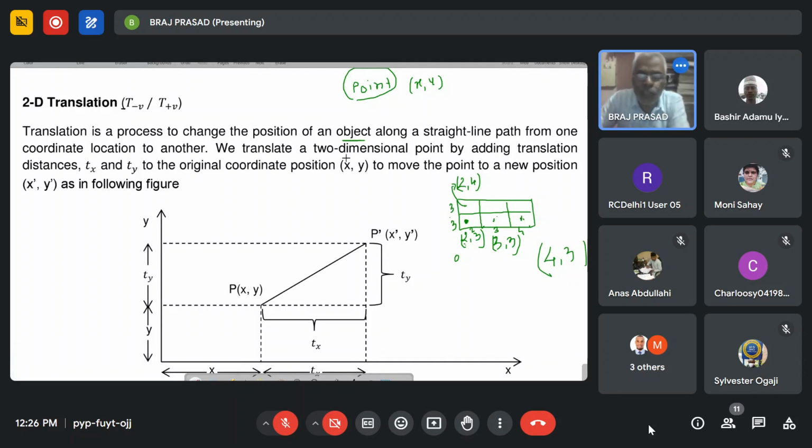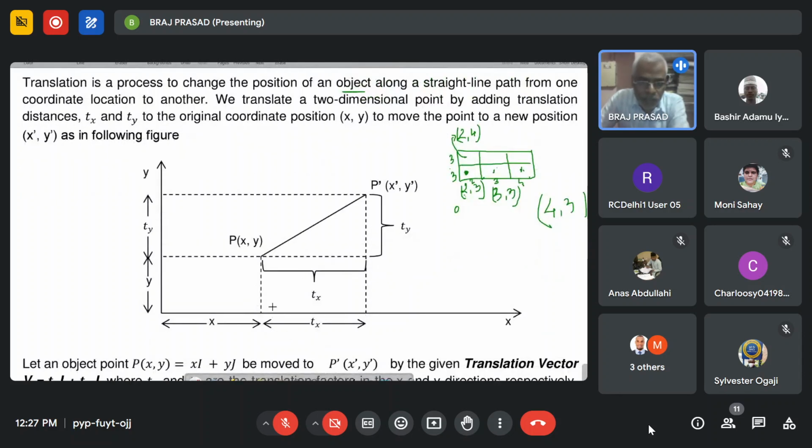We translate a two-dimensional point by adding translation distances. How far do we move this point p to p dash? If the coordinate of this p is xy, it means the length of this place is x, and the length of this place is y.